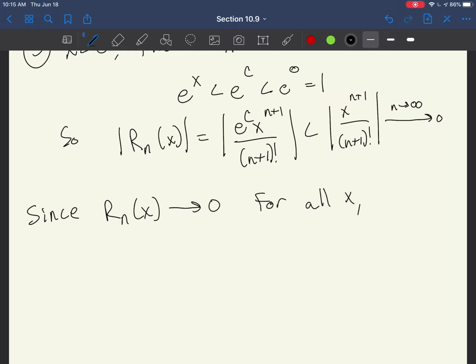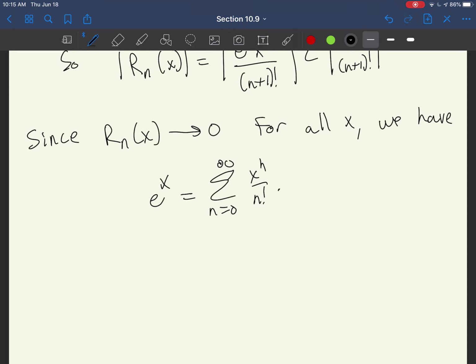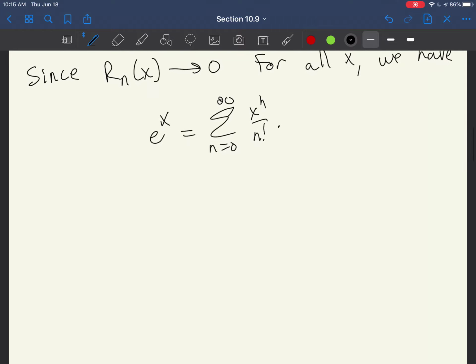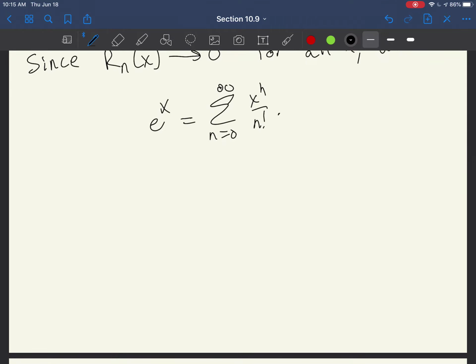So since Rn of x goes to 0 for all x, we have e to the x equals the summation from n equals 0 to infinity of x to the n divided by n factorial. And fun fact, if you evaluate this function at 1, then you have a nice way to approximate e. You approximate it with the Taylor polynomials. If you just keep adding more terms, you get a better approximation.